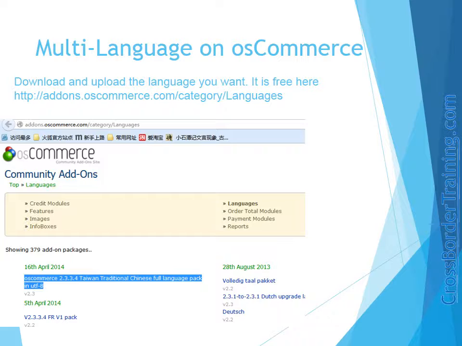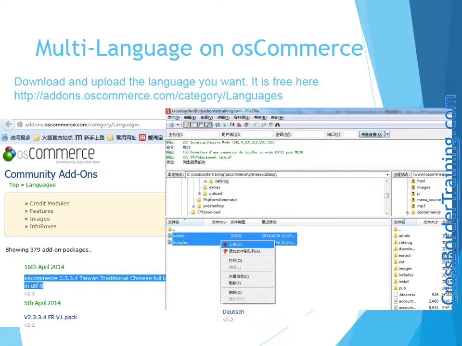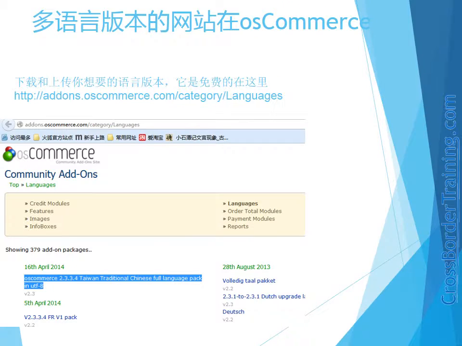It's addons.oscommerce.com/category/languages, and here you will have absolutely all the languages on Earth already adapted to OS Commerce. You download the language you want. You can download as many as you want, and then you just re-upload all of them on the website with FileZilla. That's all.